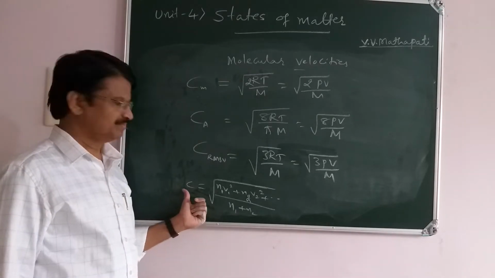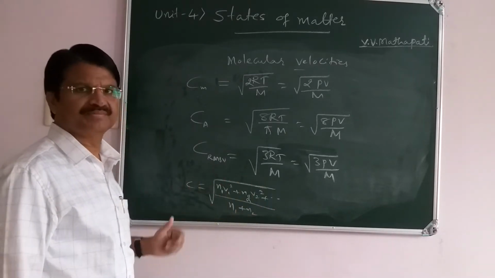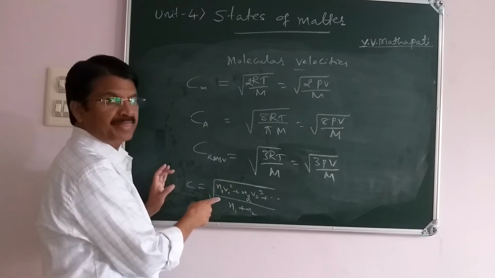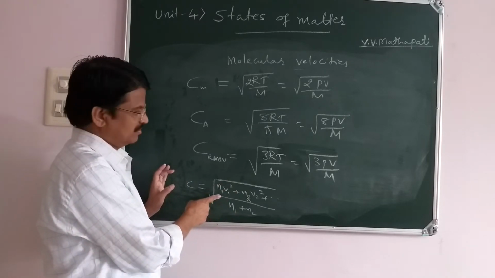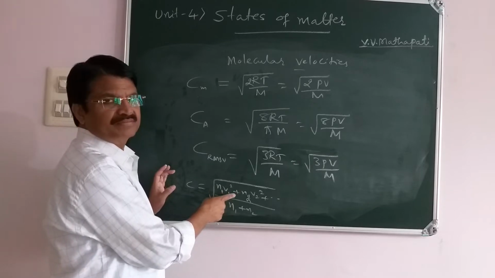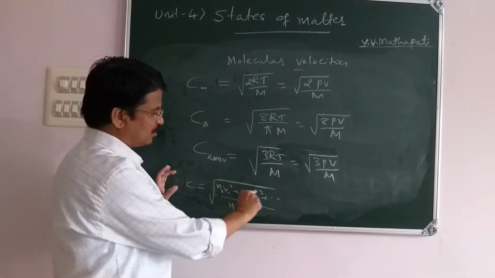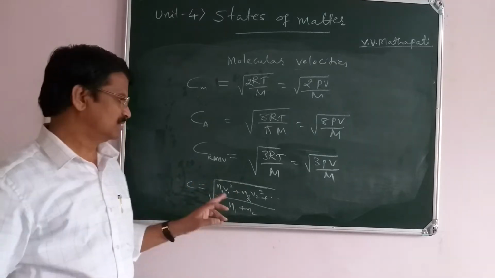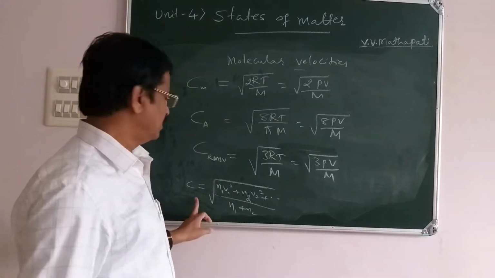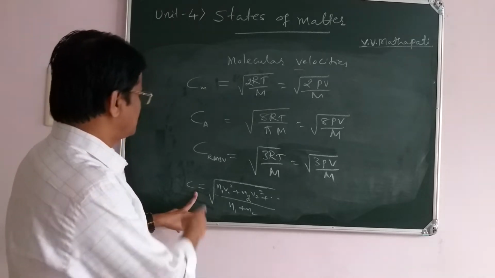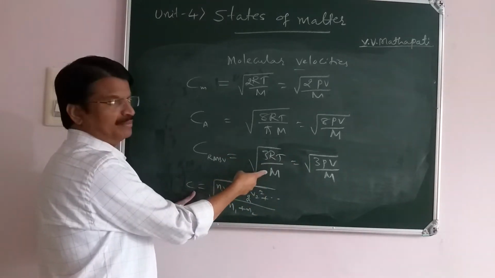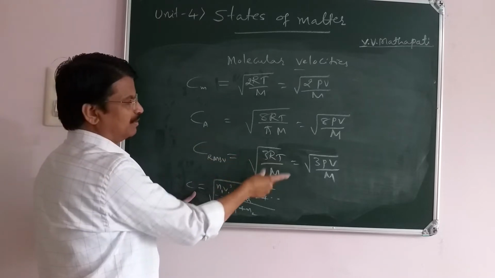RMS velocity is equal to the square root of the average of the sum of the squares of velocities of different molecules in a gaseous mixture. That is said to be the RMS velocity of the gas, and its formula is this one. To solve the problems, we can use the main formula, RMS velocity equals square root of 3RT by M.